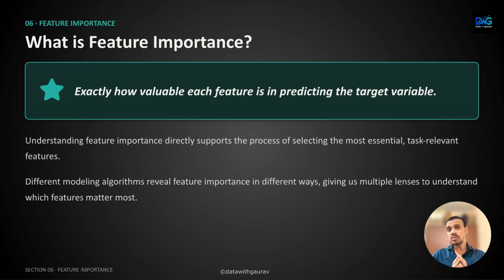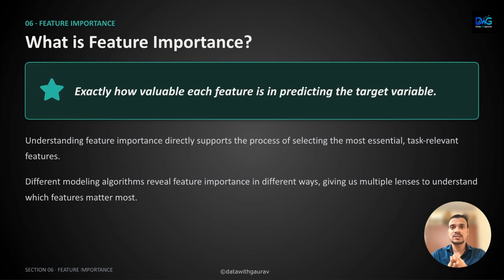One important thing to remember here is that there is not a single universal way to measure feature importance. Different machine learning algorithms and statistical techniques evaluate feature importance very differently. Each provides its own perspective on how strongly a feature influences the target variable. So in this section, we will explore three widely used approaches: correlation, mutual information, and model-based feature importance. Together, they will give us multiple ways to identify the features that matter most and build simpler, faster, and more accurate machine learning models.